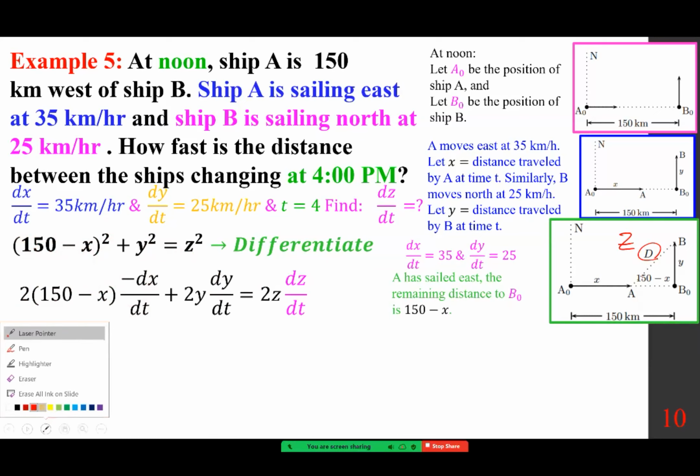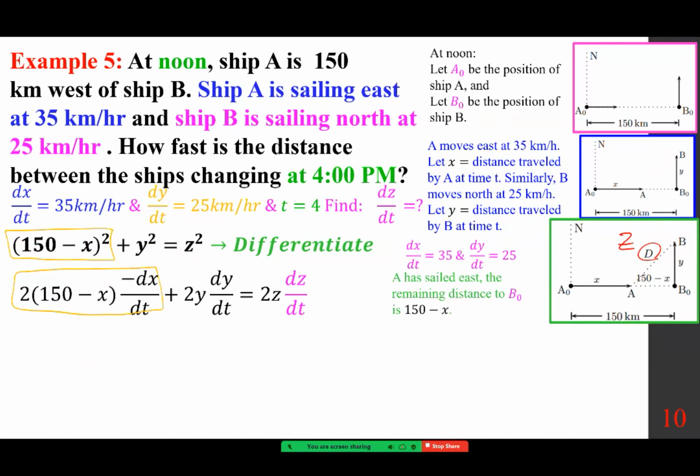So this results in this. I can solve for dz/dt, or I can plug in everything that I need to and calculate the dz/dt. So let's do that. In order to plug in, I need to know x and y at 4 p.m. So when we go to 4 p.m., t equals 4.